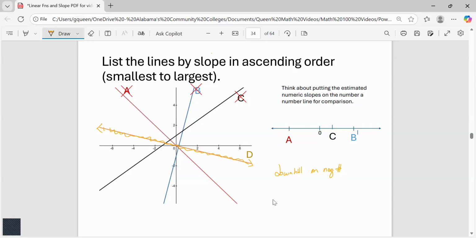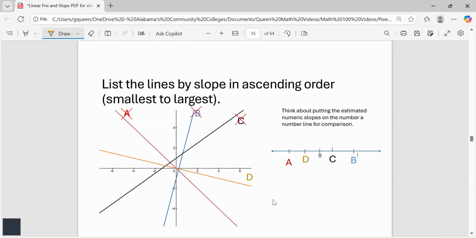Okay, A is more steep than D. So A has a larger negative number than D. So I'm going to have to put D up here on the negative side of the number line, but it has to be closer to 0 than the number A because D is not as steep as line A. So I hope this makes sense.